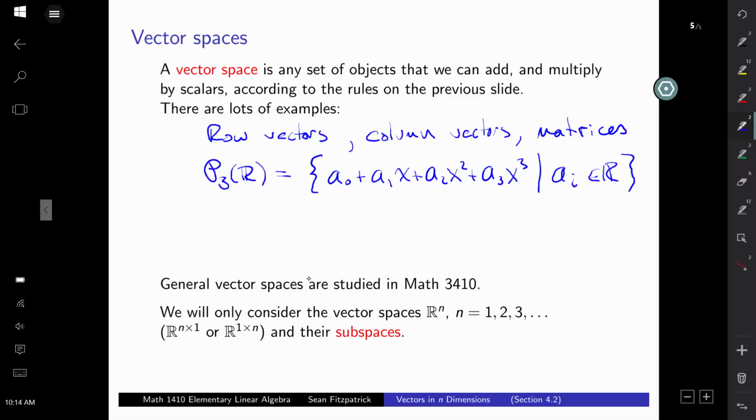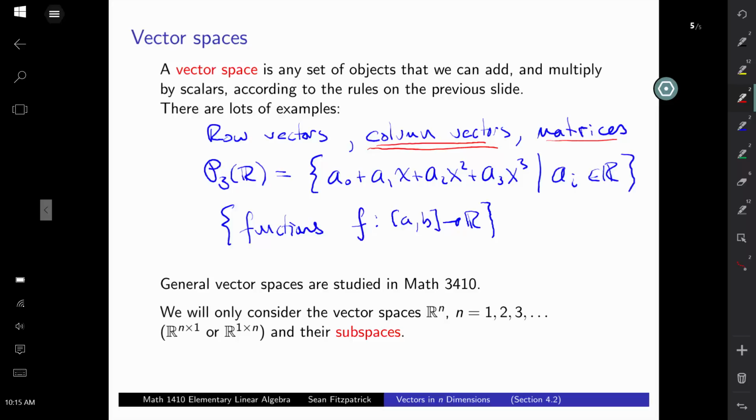You could consider the set of all functions, maybe functions defined on some interval AB, real valued functions defined on some interval. Lots of possibilities, but for us, the only real one that we are going to work with is the case of column vectors, and occasionally matrices. And if you want to consider vector spaces in general, you can study those in Math 3410 once you're done with this course. Okay, that's it for this.